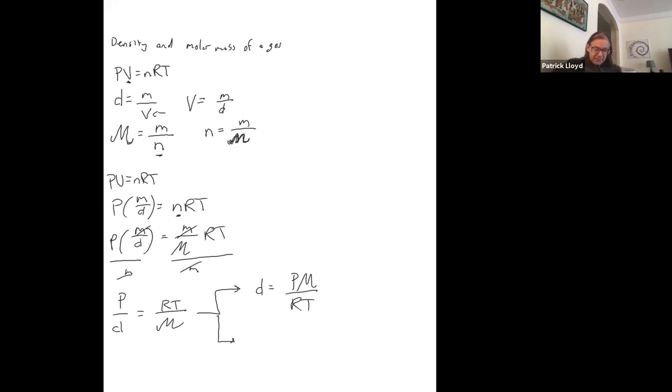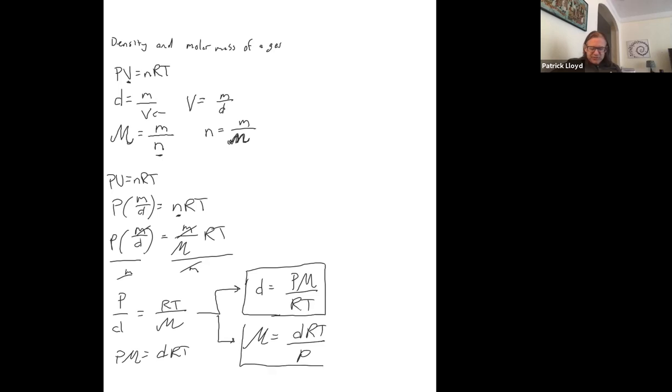And then the other way would be to have it in terms of molar mass. If I take the reciprocal and then multiply both sides by RT, let's go through this. P times molar mass is equal to DRT. There we go. Okay, so molar mass would be DRT over P. I have to do that in two steps. So these are two forms of the equation.